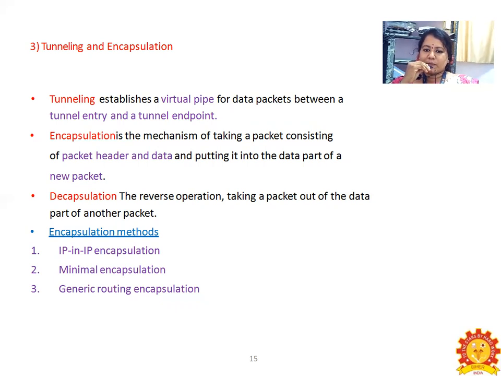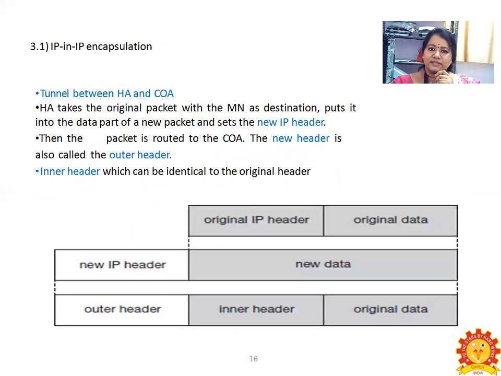There are 3 encapsulation methods. The first is the IP in IP encapsulation, followed by the minimal encapsulation. At last will be the generic routing encapsulation. First is the IP in IP encapsulation, which is a tunnel between the HA and COA. So here the home agent will take the original packet with the mobile node as a destination and put it into the data part of a new packet, and it sets the new IP address.